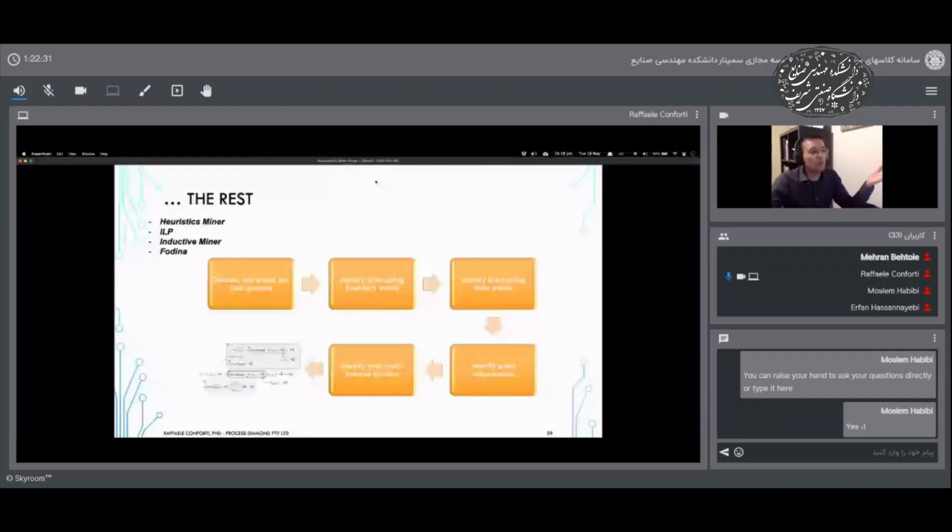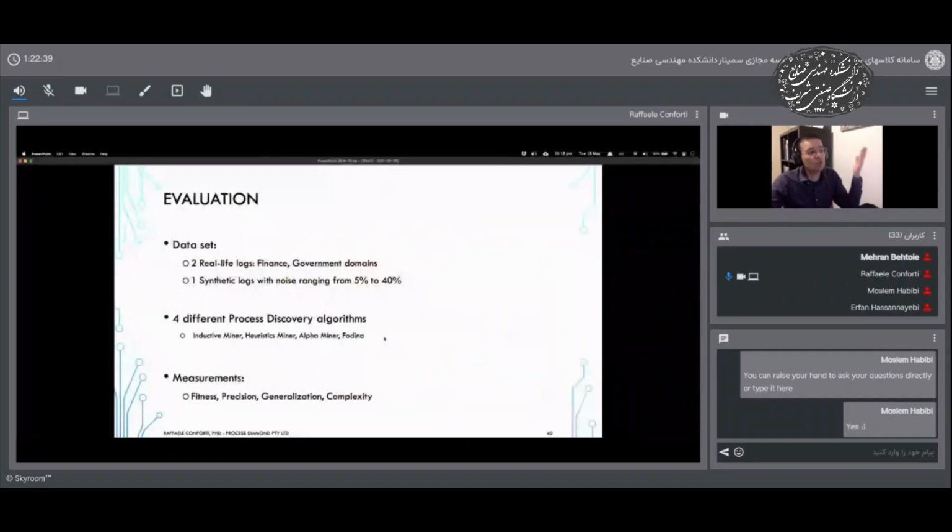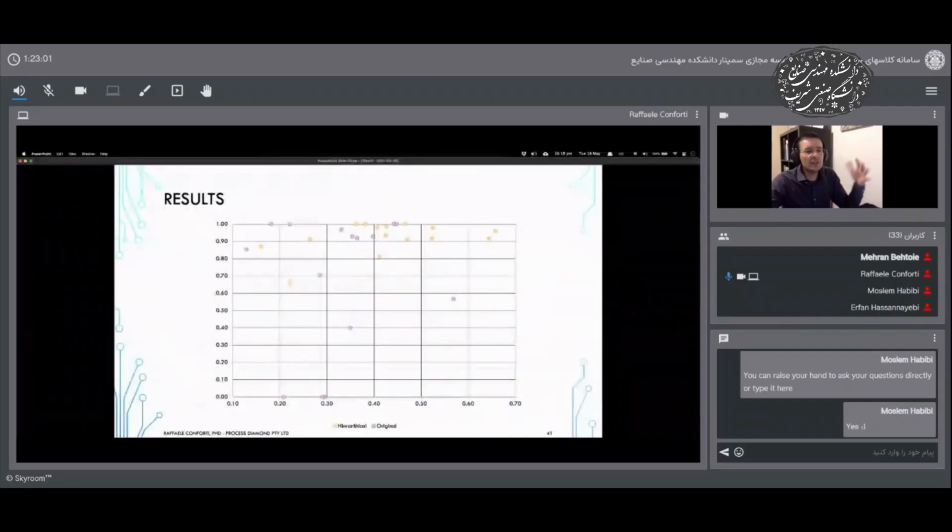We test it with 2 real-life logs and 1 synthetic one, and we use our approach on top of several existing algorithms to see if, since it's done after the discovery, it doesn't matter which discovery algorithm you use. And as usual, we measure the 4 dimensions. And also in this case, by using hierarchy, which allows us to somehow indirectly filter out noise or infrequent behavior, we were able to improve the quality of our models.